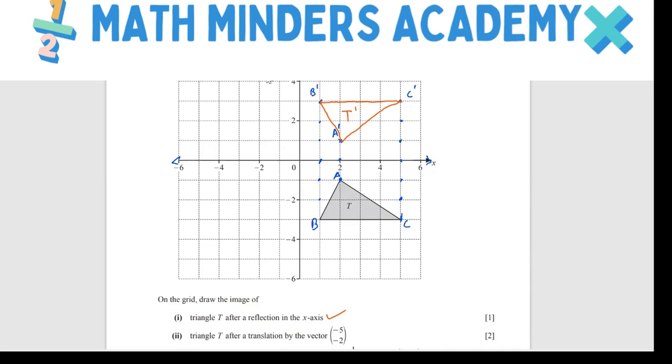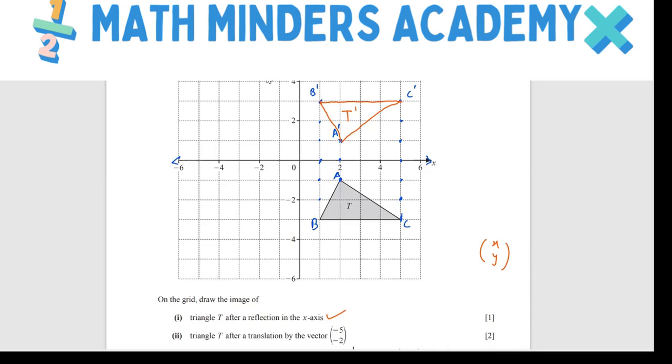Then the next part said, on the grid, draw the image of triangle T after a translation by the vector (-5, -2). Now, the general vector for every translation is (x, y), right? So these are movements. The first component is movement along the x-axis. When it is negative, we are moving back. When it is positive, we are moving forward, taking steps, right? And then the y component is movement along the y-axis.